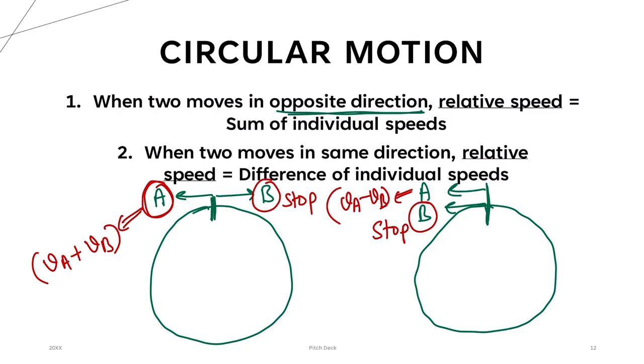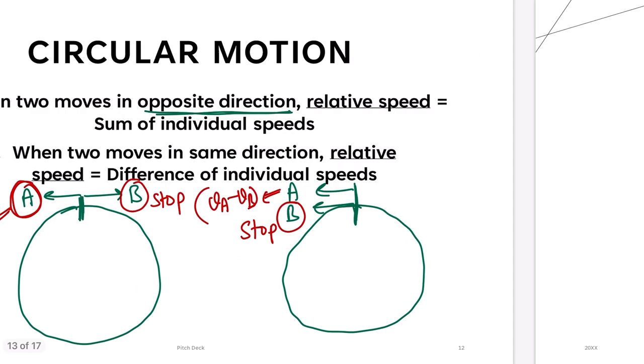In circular motion, how are we going to use the concept of relative velocity? VA plus VB when they are going in the opposite direction. VA minus VB when they are going in the same direction. If you are not able to recall it, recall the example of a car overtaking car B and two cars coming in the opposite direction. Same concept.